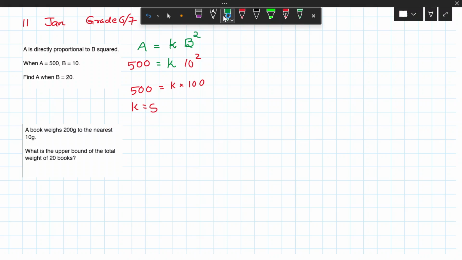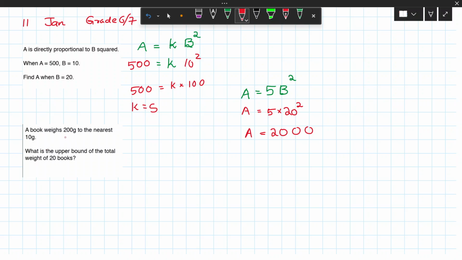Now that we know K is 5, I can rewrite the equation as A is 5 times B squared. And all we have to do now is find the value of A when B is 20. So that means we're going to do 20 squared and we're going to times that by 5. So A is 5 times 20 squared, which is 400. 400 times 5, so that would be 2000. So A is equal to 2000.